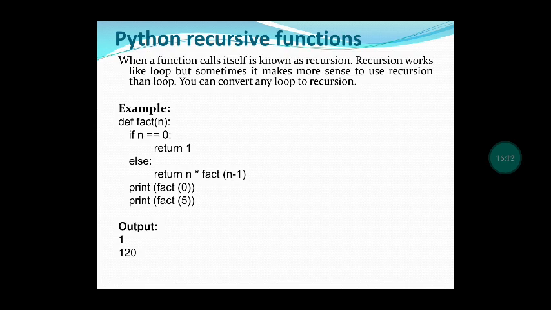Next, fact of 5. That is factorial. 5 factorial means 1 into 2 into 3 into 4 into 5. So it goes for n as 5. 5 equal to 0, it is false. So it comes to the else part. What is the else part? N star fact of n minus 1. So the value has been calculated and the output is 120. Okay, this is the Python recursive function.